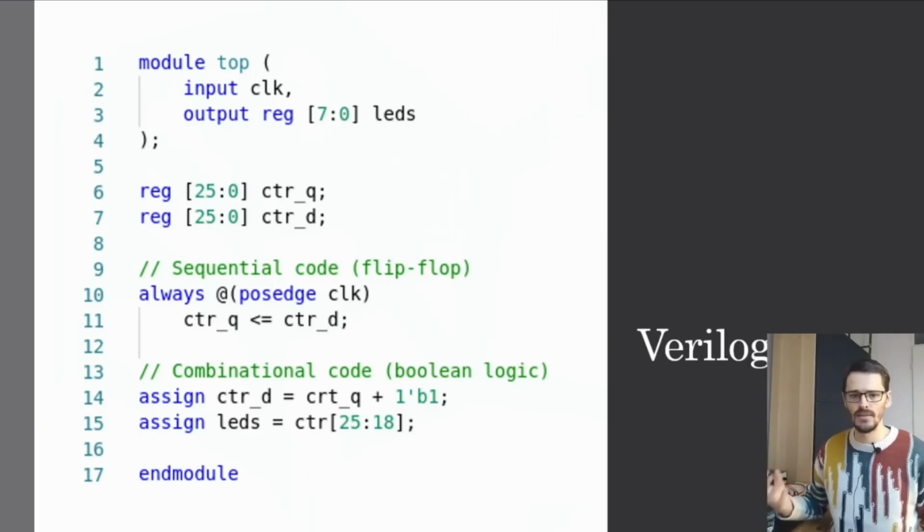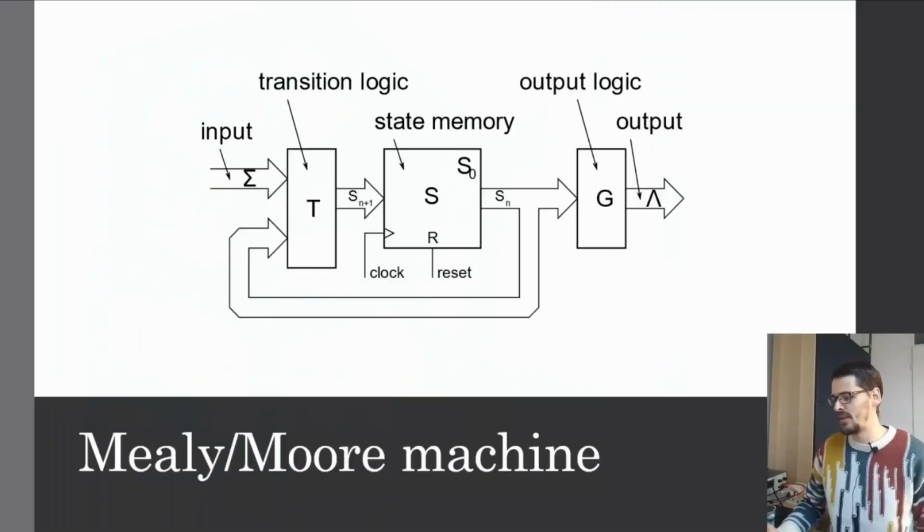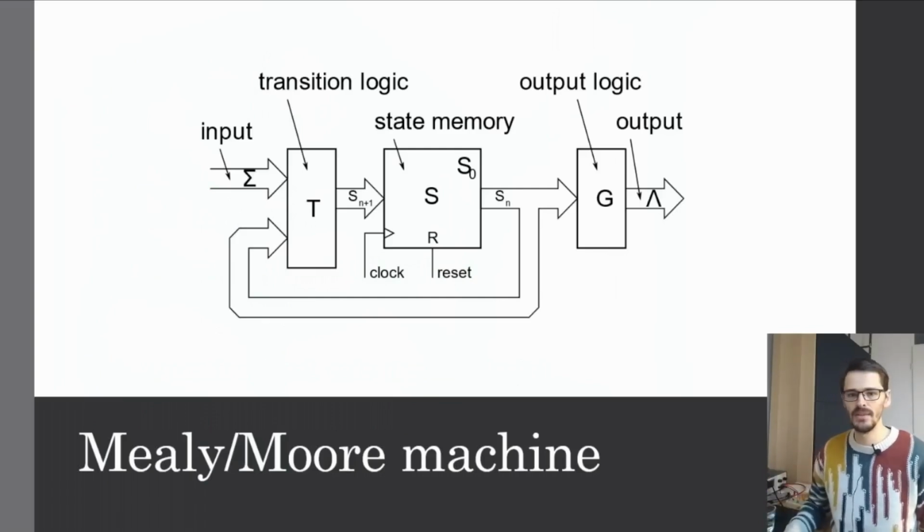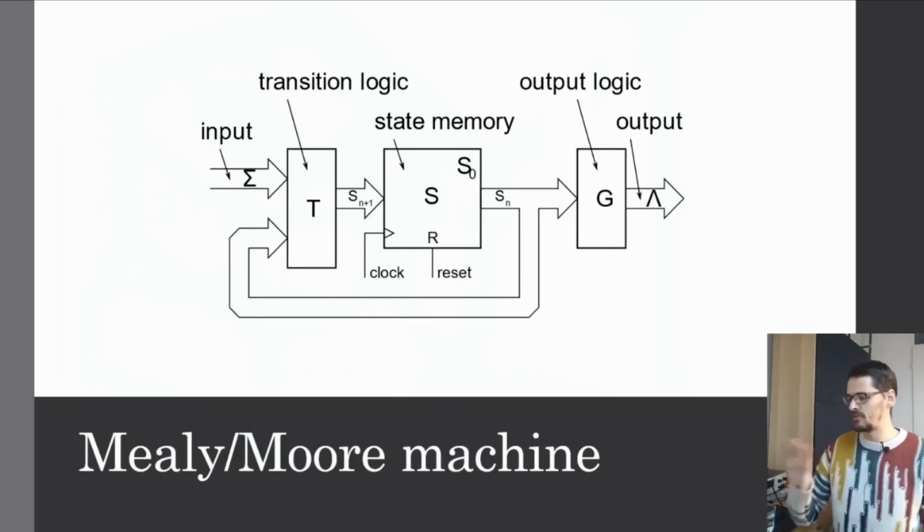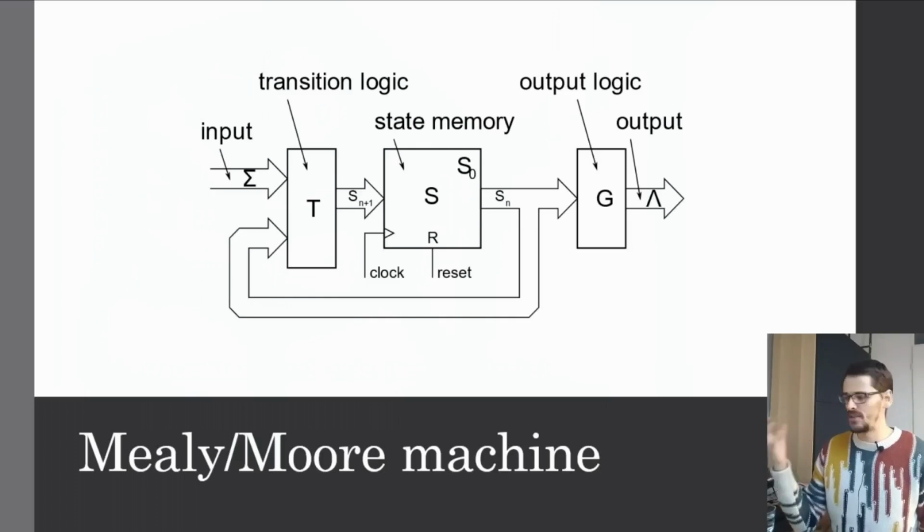A way this is frequently represented is as a Mealy or a Moore machine, which differ a little bit in the output and input. But the key thing is, you have this transition logic, which translates the previous state into the next state. So you have the state memory, which on each clock edge copies the input to the output as the new state, and this new state then goes into the transition logic to compute the next state.